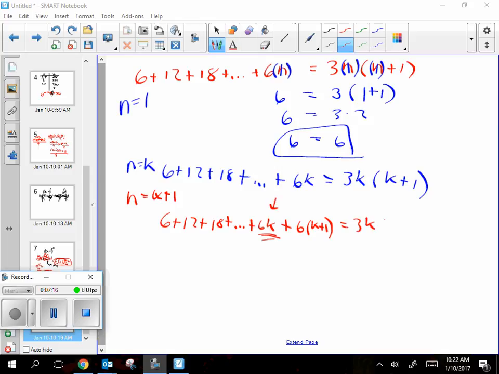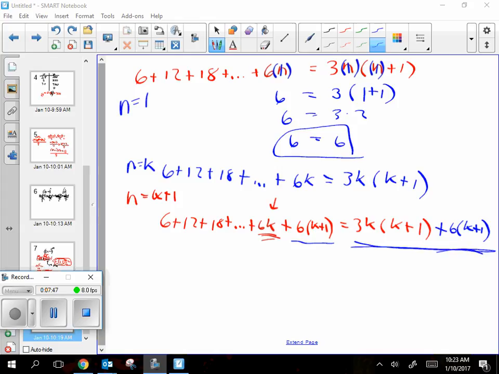Equals 3k, k plus 1. Now, think about that for a second. That's wrong, because I just added something here and didn't add it to the other side. You're breaking the rules of equations, right? So this is the part where you should add the exact same thing over here: 6 times k plus 1. Are you with me so far? Now, this has to algebraically be solved down to what?